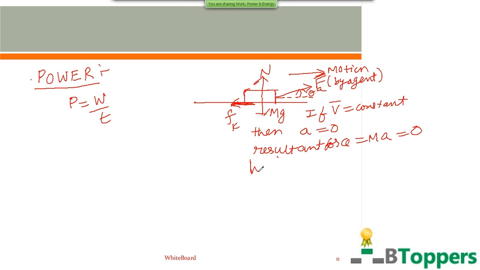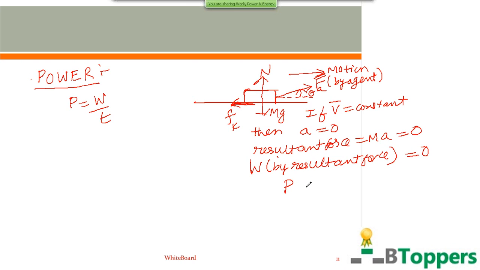Then what is the work done by resultant force on the block, if the block is suppose moved with constant velocity along the rough horizontal floor? So when the resultant force of the block is 0, work done by resultant force will also be 0. What is the power in this example? Some of you may say 0, but it's not 0.